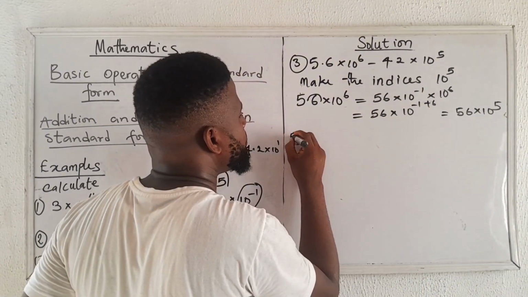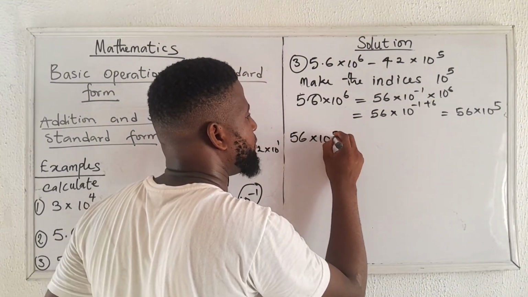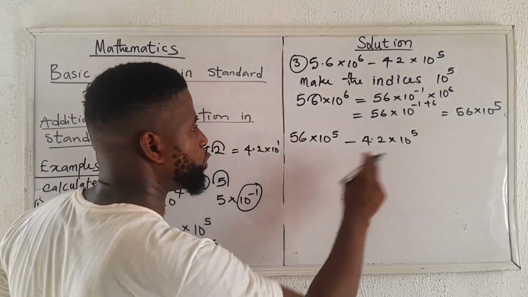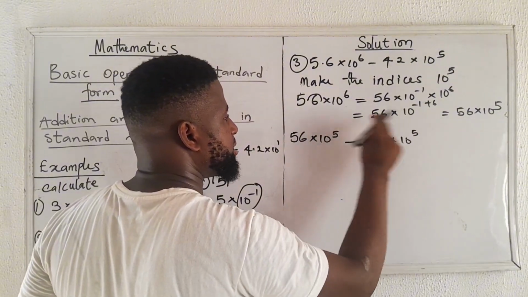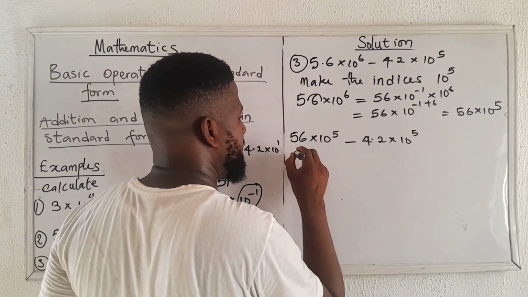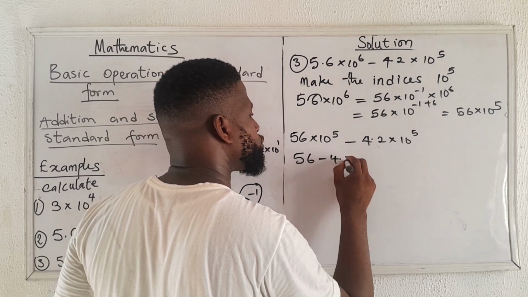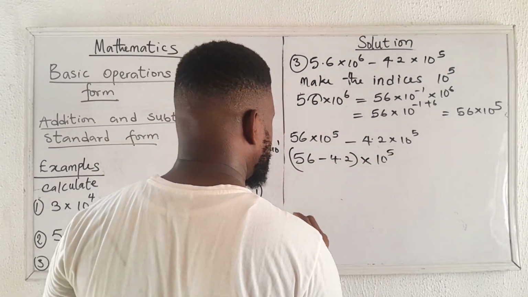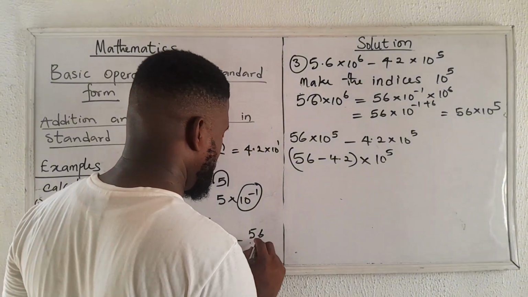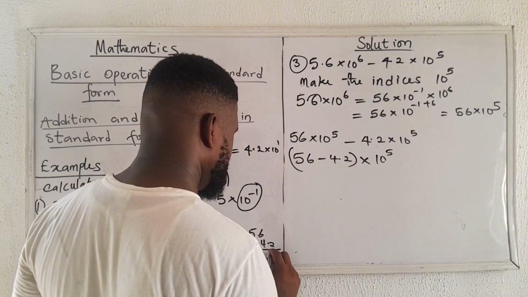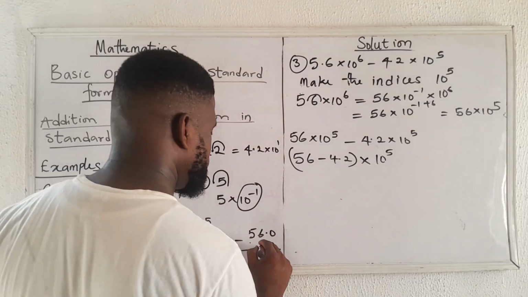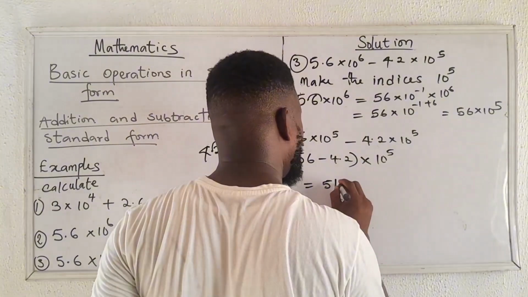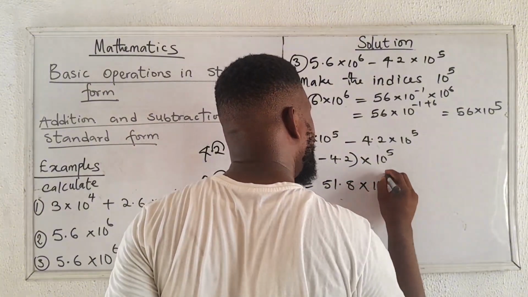The question is now 56 times 10 raised to power 5 minus 4.2 times 10 raised to power 5. What do we do? At this point that the indices are the same, we subtract their what? Their A's. We have 56 minus 4.2, right, times pick one of the 10 raised to power 5s. Now, 56 minus 4.2, this is 8, of course this is 6.0, right? This is 1 and this is 51. So this gives us 51.8 times 10 raised to power 5.